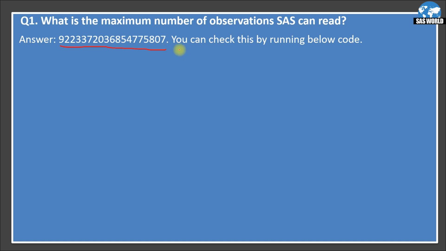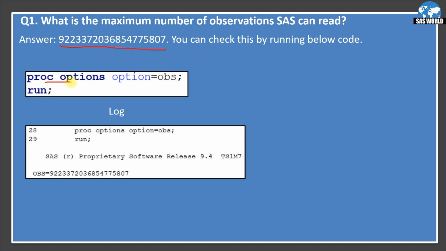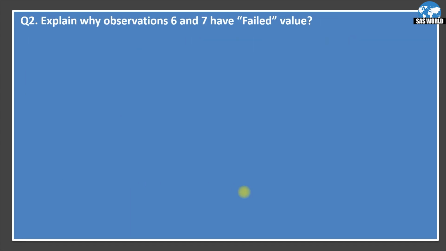You may be wondering how I reached this number. There is a way to find out. You can use proc options, option equal OBS, and run. In the SAS log, it will show you the number of observations SAS can read. This is a huge number. Let's move on to the next question.